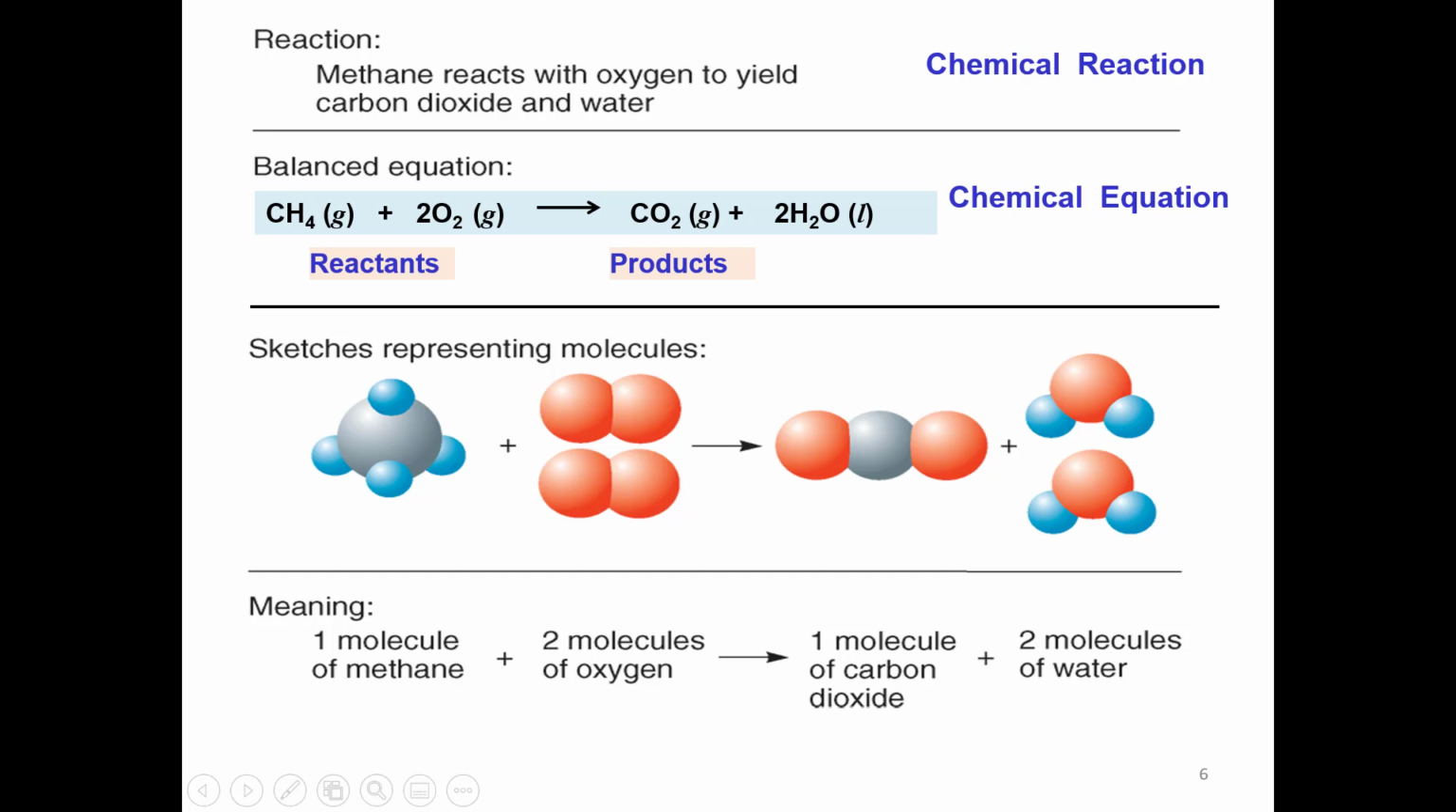In all three ways we can use to represent a chemical reaction, the meaning is the same. Right? Then we have 1 molecule of methane plus 2 molecules of oxygen to get 1 molecule of carbon dioxide plus 2 molecules of water. In our case, we will represent the chemical reaction using a chemical equation.